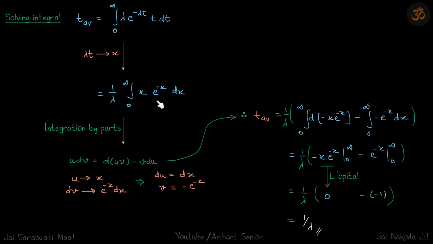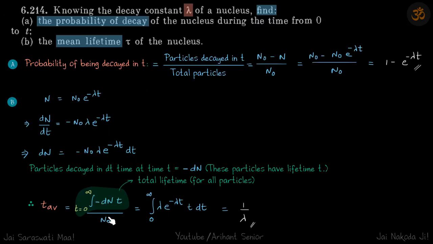The limits are the same, 0 to infinity. When x is 0, this term is 0, and at infinity we are going to use L'Hopital's rule because both numerator and denominator tend to infinity. So differentiate the numerator and denominator both and put x equal to infinity, and you will see that it comes to be 0. Minus minus 1 gives the answer, t average equal to 1 by lambda. So this is the mathematical part, otherwise our problem is solved here. After that it's just the integral; we solve it and get our answer.